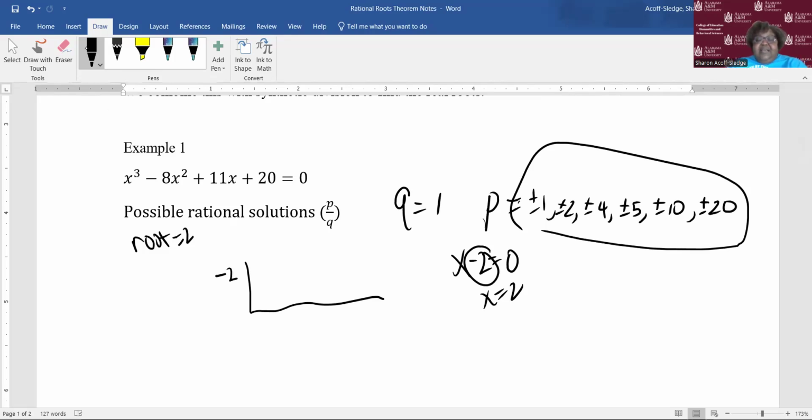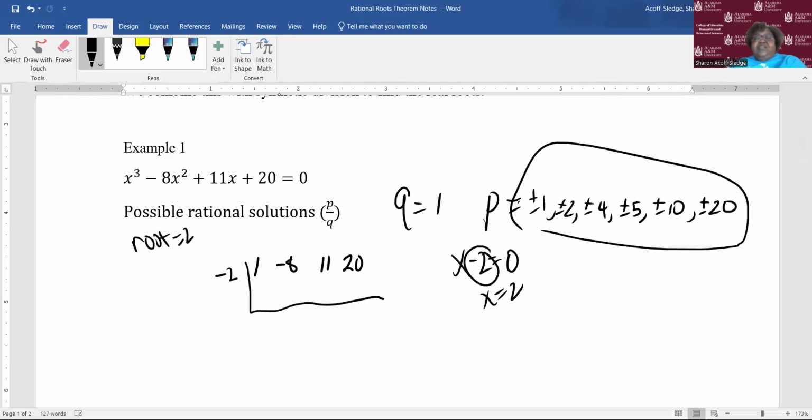In our synthetic division, just as a reminder, we put the coefficients of each term from our highest exponent down to the constant term. So that's a 1, -8, 11, 3, 2, 1.